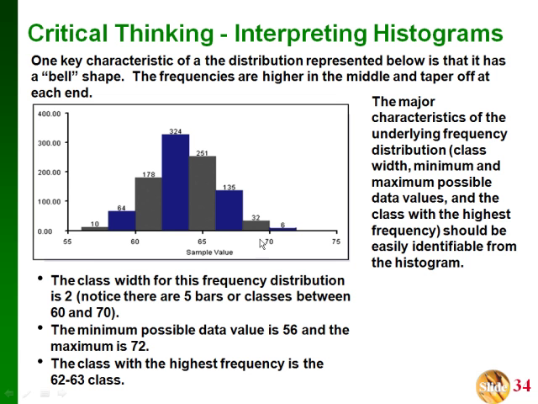And we can do the same thing on the right end of the graph. We've got a 70 marked here. The end of this class then would be a 72. So the maximum possible data value is 72.